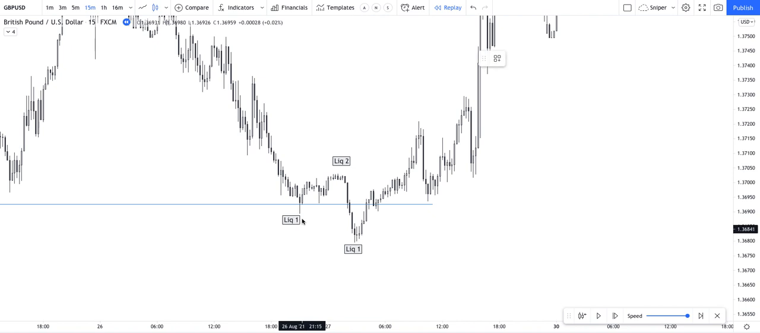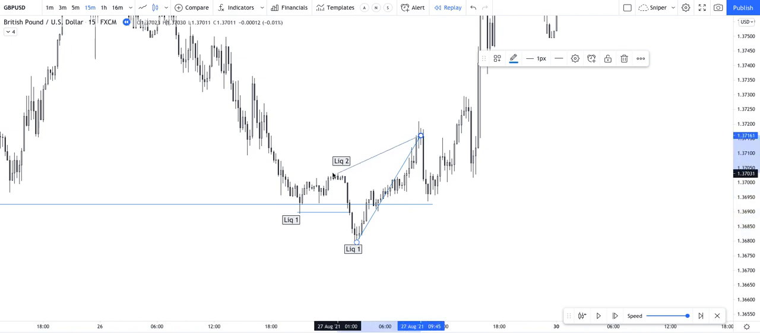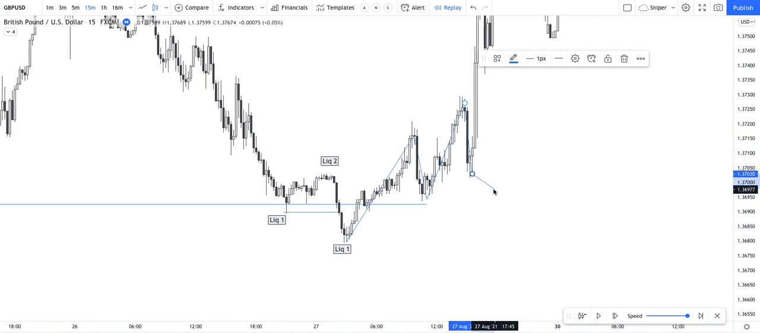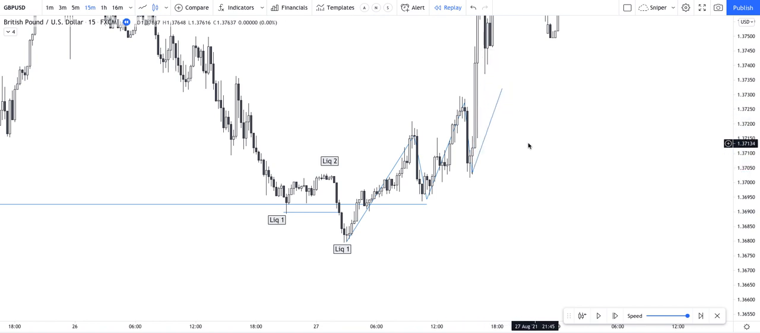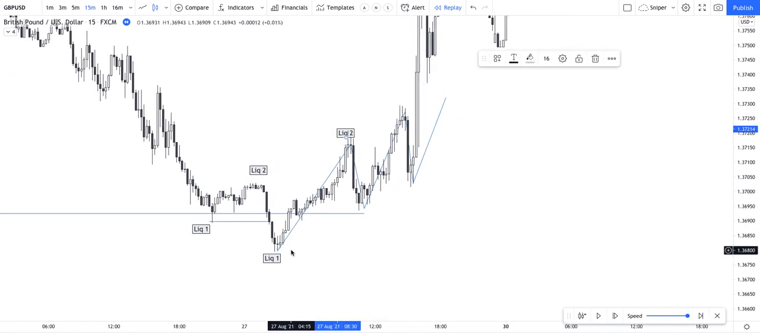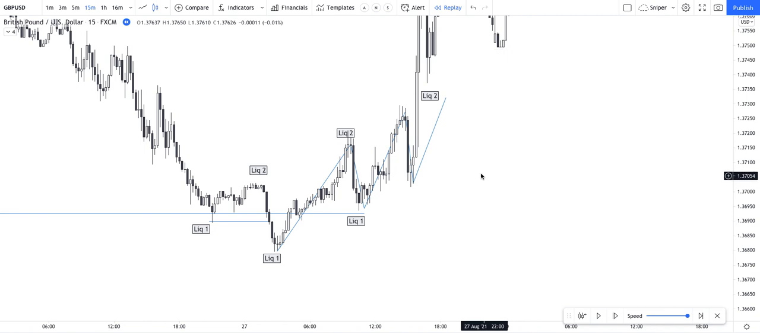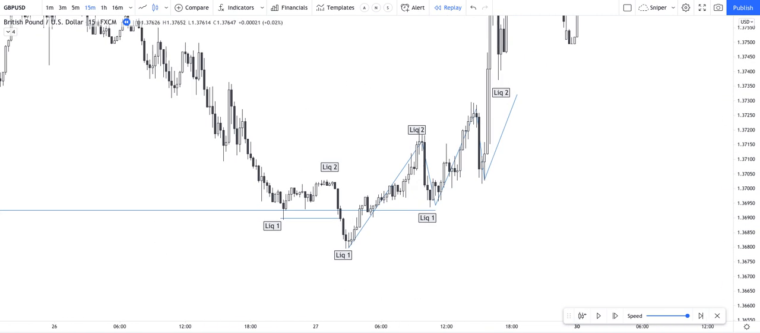We see price sweeping the lows, grabbing the liquidity at liquidity 1, and then pushing up, grabbing the liquidity on 2. Then it pushes down, creates liquidity 1, pushes up, grabs liquidity 2, pushes down for liquidity 1, and then moves up higher. There we can see the shift happening. So we were trading towards the downside, and now we're reaching a higher time frame liquidity area.